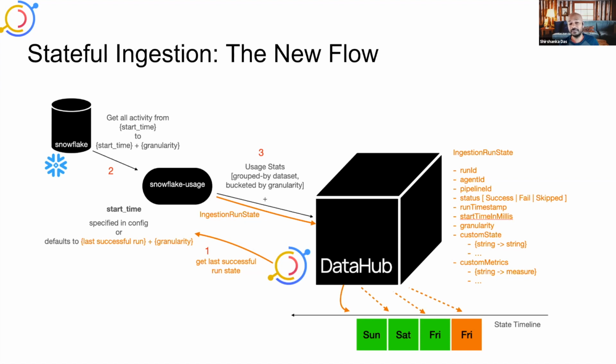But in addition to all the metadata it produces, it also produces another piece of metadata, which is the ingestion run state. And that includes things like the run ID, the pipeline ID, the status, how long it took, other metrics, as well as the start time and the granularity. So that's basically the window. And each of these individual ingestion run events are getting logged in DataHub on a timeline, which allows the usage connector, the next time it runs, to find out the last successful run and pick up from there. So that's in a nutshell what we've done, and it's working out quite well. Next slide.